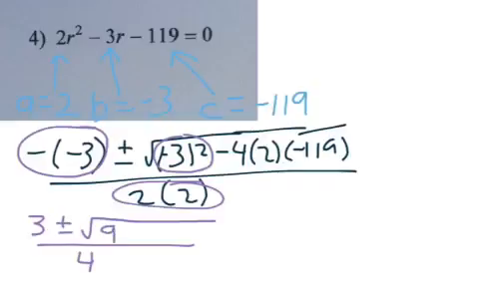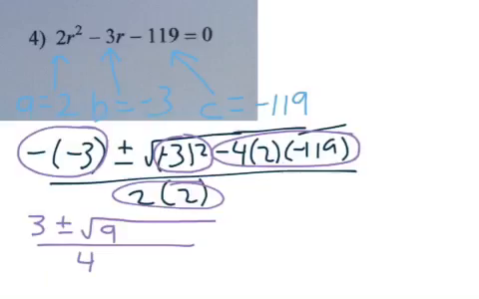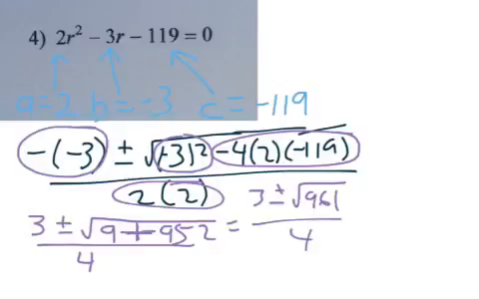That's in the radical. Now let's do this mess over here using the calculator. So we'll definitely use a calculator a lot more now, guys. So let's see what negative 4 times 2 times negative 19 is. Well, 4 times 2 times negative 19 is minus 952, right? Okay, so what we have is a minus negative 952, which of course becomes a plus. Minus negative became a plus. Everybody see how that became a plus there? So what do we have now? We have 3 plus or minus square root of 961 over 4.